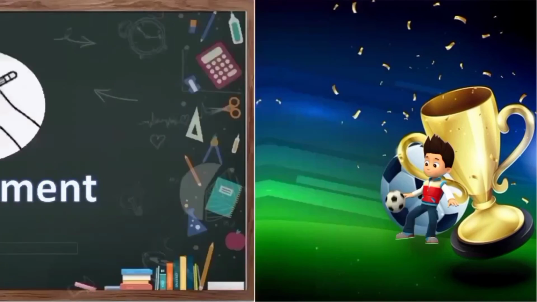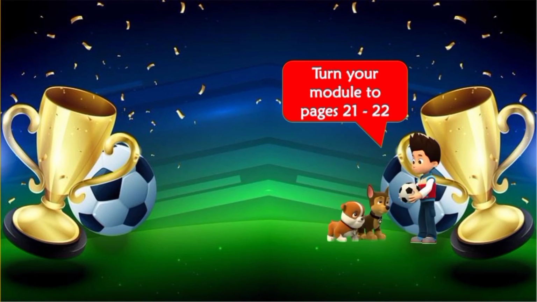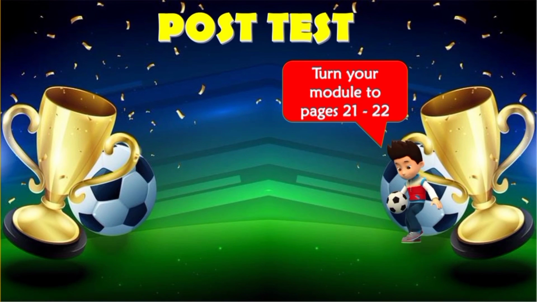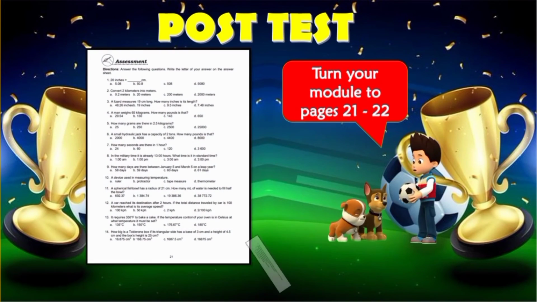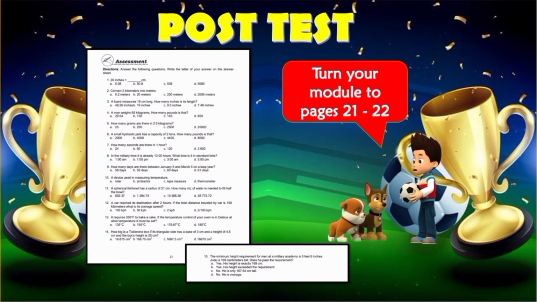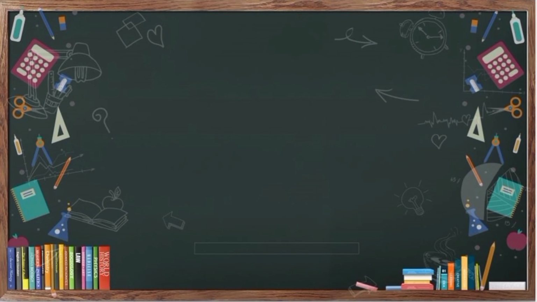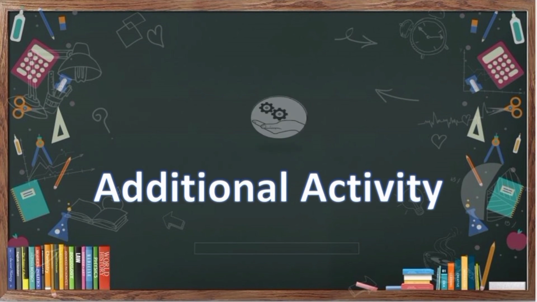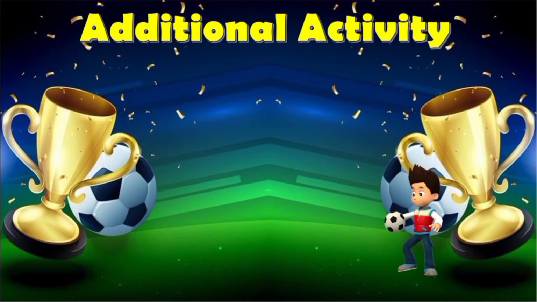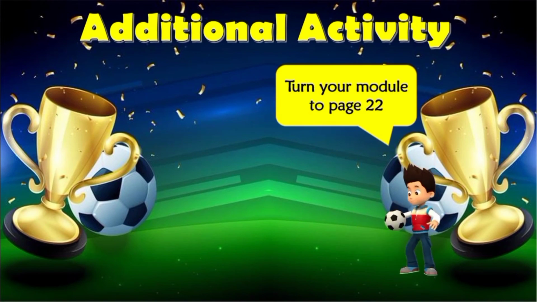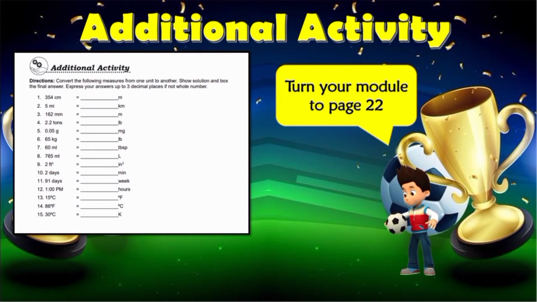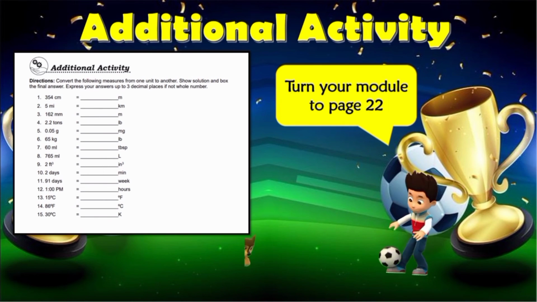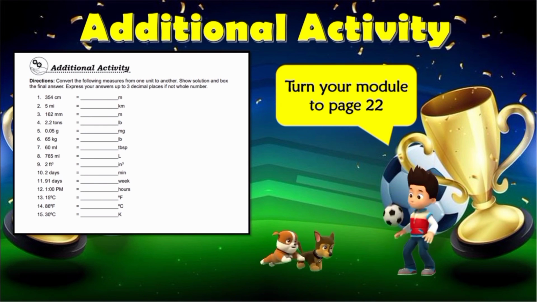Assessment. Now turn your module to pages 21 and 22. Let's answer the post-test. Answer the following questions. Write the letter of your answer on the answer sheet. Additional activity. Turn your module to page 22. Convert the following measures from one unit to another. Show your solution and box the final answer. Express your answers up to 3 decimal places, if not whole numbers.